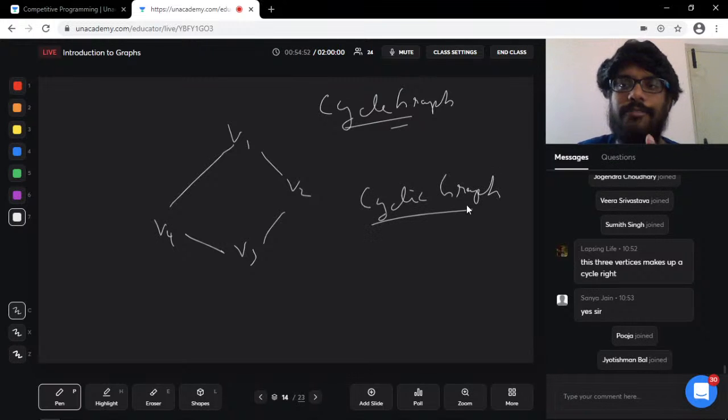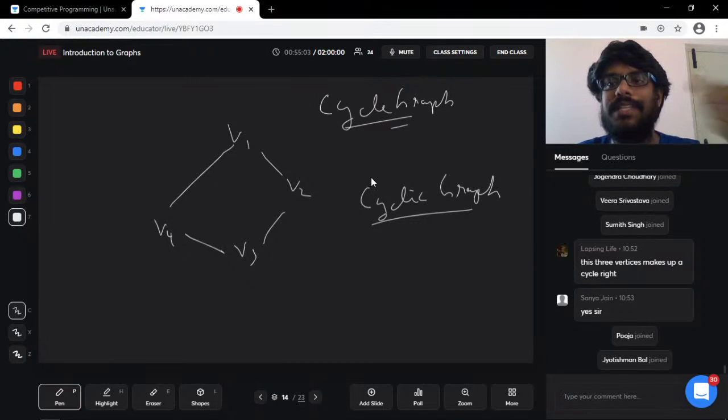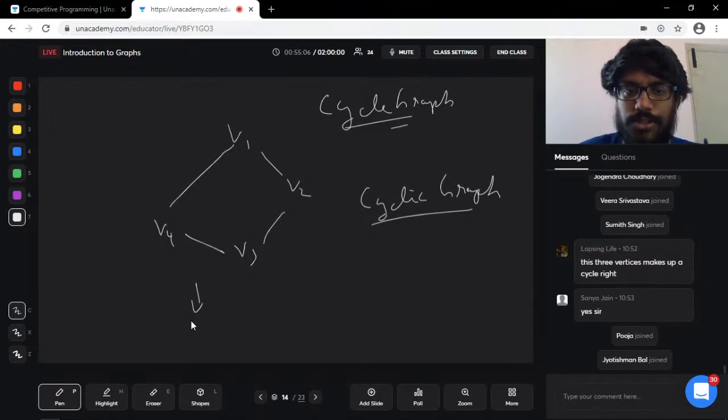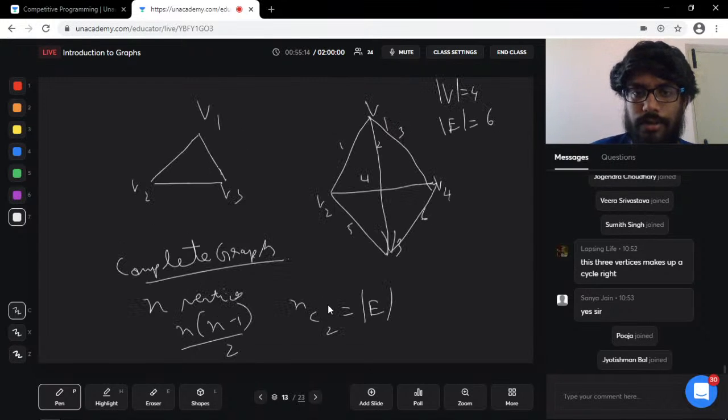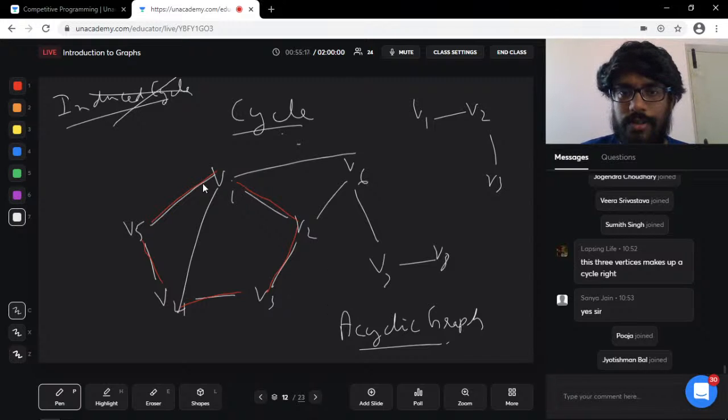A cyclic graph has a cycle. A cycle graph has only a cycle. So a cycle graph is a cyclic graph, but a cyclic graph need not be a cycle graph. So this is both a cycle graph and a cyclic graph, whereas this graph is a cyclic graph, but it is not a cycle graph, right? Because it's not just a cycle, there are other things apart from the cycle as well. So it is not a cycle graph, but it contains a cycle, so it is a cyclic graph.